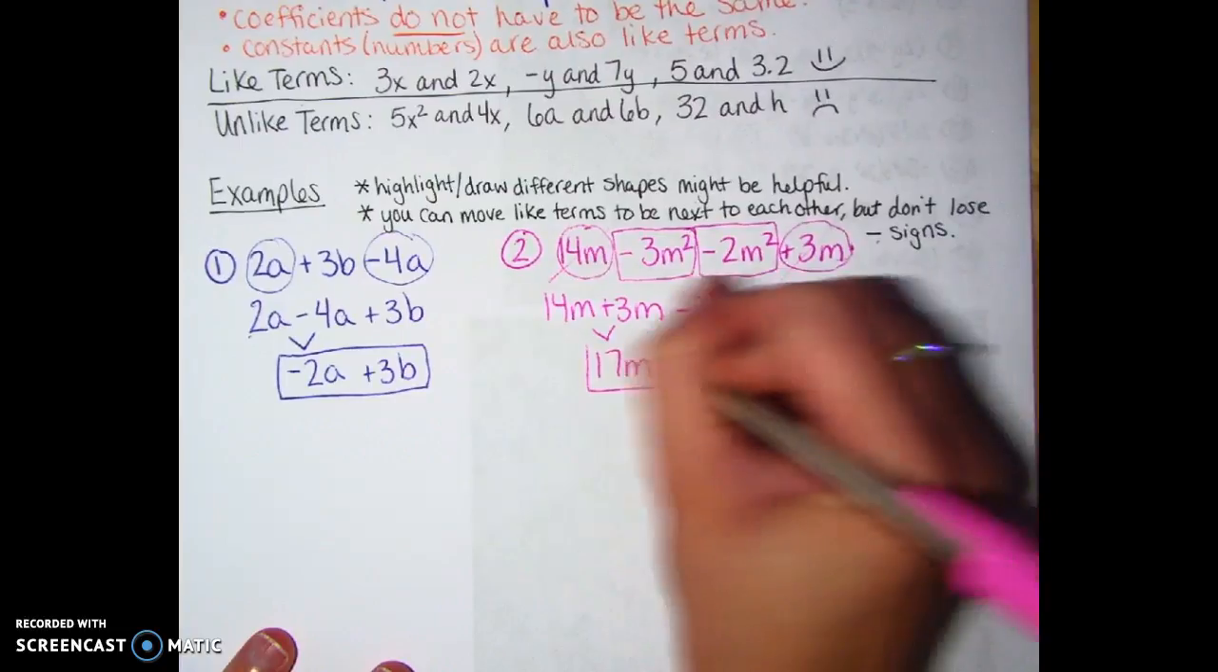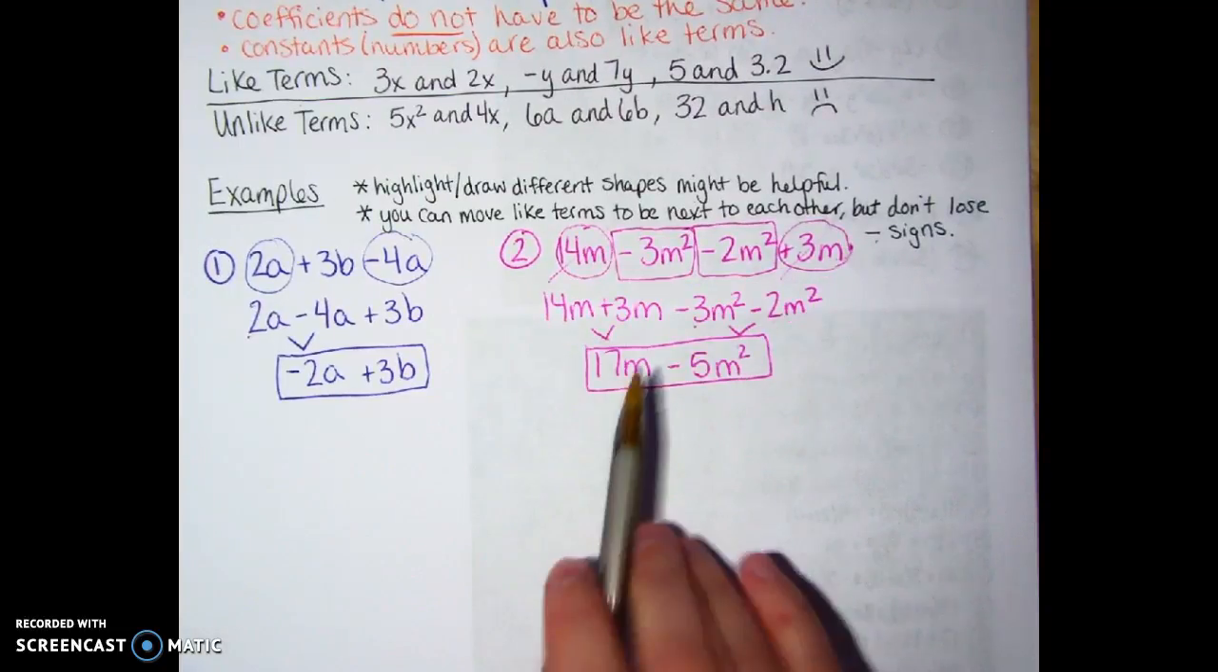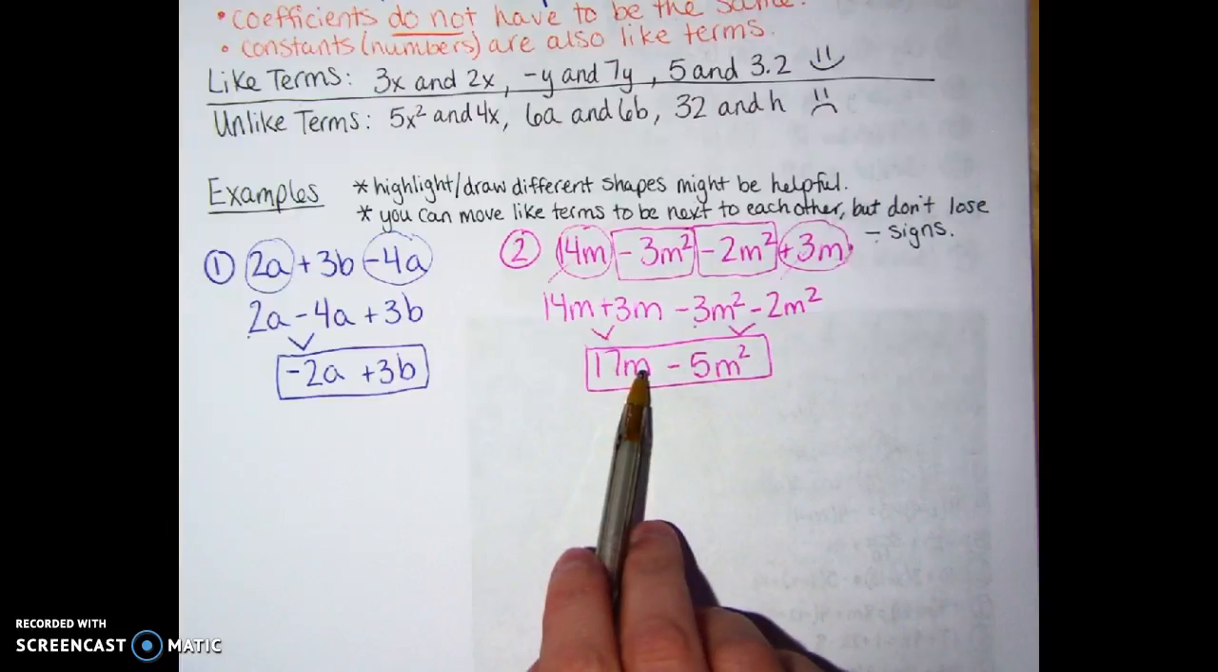And I cannot combine anything else. These are not like terms, so I am done. Even though they both have m's, they don't have the same power. So this is squared, this is not. Okay, so we're done.